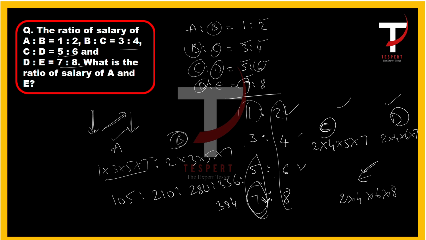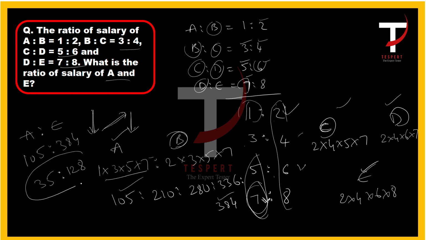But here we must find the ratio of A and E. So what is A? 105. What is E? 384, right? So 105 is to 384. A is to E. Okay. So 105 is to 384. 35 is to 128. So calculate and you will get 35 is to 128.